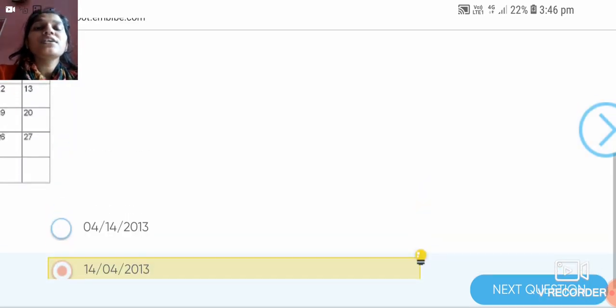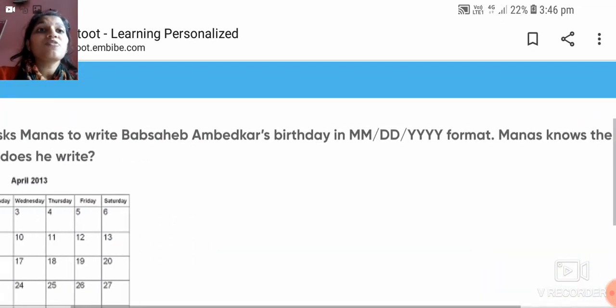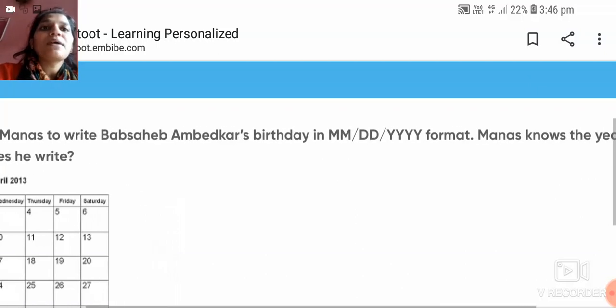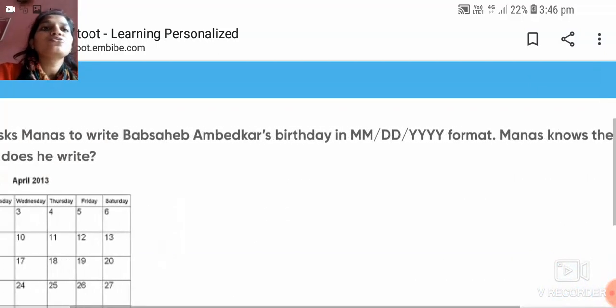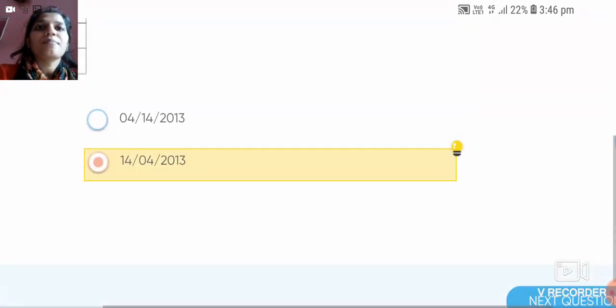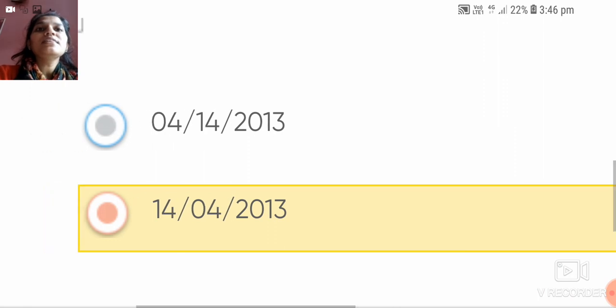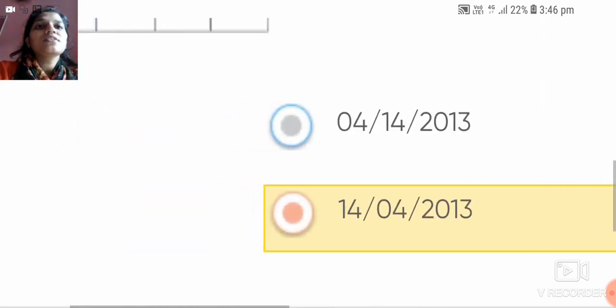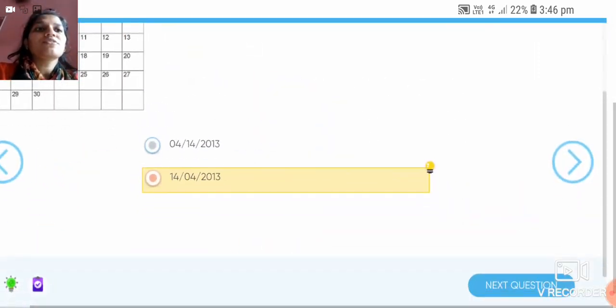Now here we have to read the question again. This type of problem will be there during the Fun 2 tab, so we have to read the question again. Dr. Babasaheb Ambedkar's birthday we have to choose in month, date and year format. Month, date and year format will be the first. So we are going to select this one, and now we are going to check our answer.